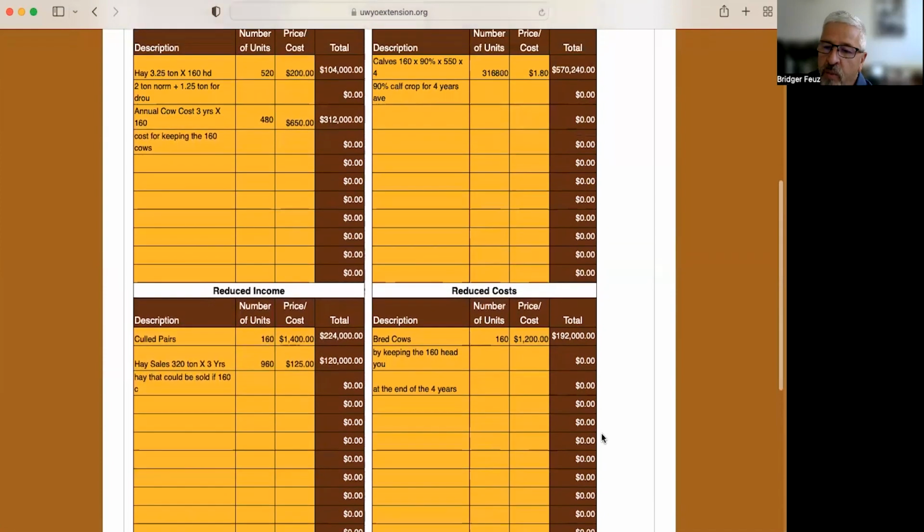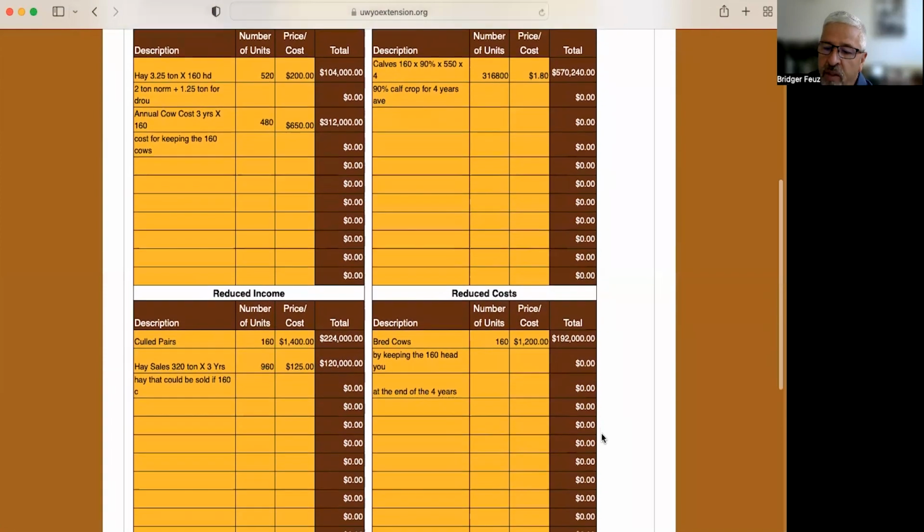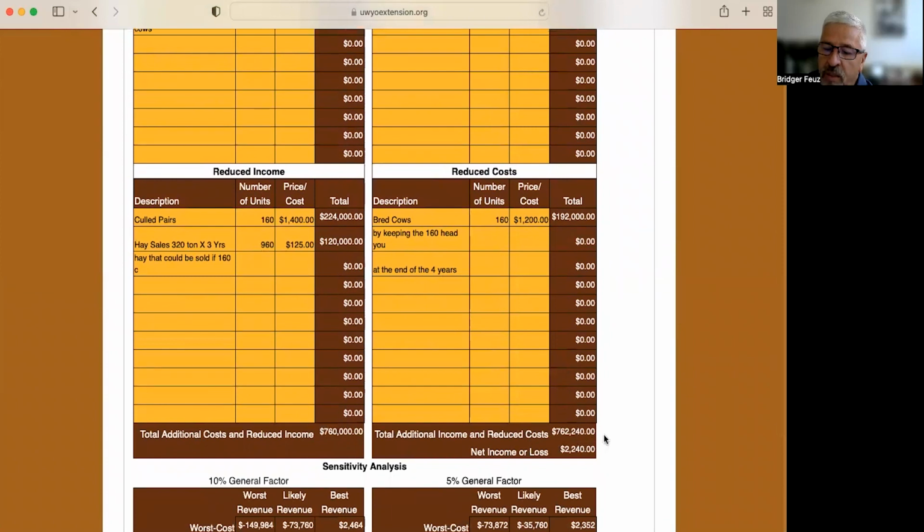And over here on this side, we add up the additional income and reduced costs, and we get a total of $762,240. So that gives us a net income or loss of $2,240. So financially, we would be slightly better off to keep the cows and buy the hay in this example. Now, it really depends on current hay price, current market prices, all of those things. But this is the methodology you can use as you're going into a drought to think about whether you're going to be better or worse off financially to buy hay or sell cows.